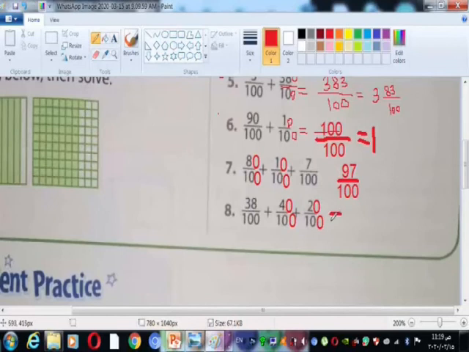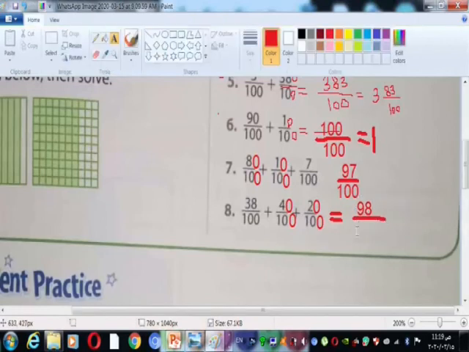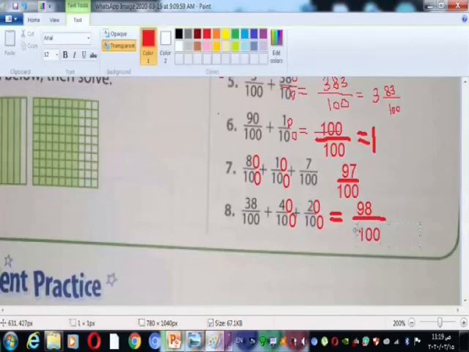Now this equal. Okay. Let's go. I have here 38. Let's start by the easier ones. We have 20 and 40. It will be 60. I have 38. It will be 98 over 100.